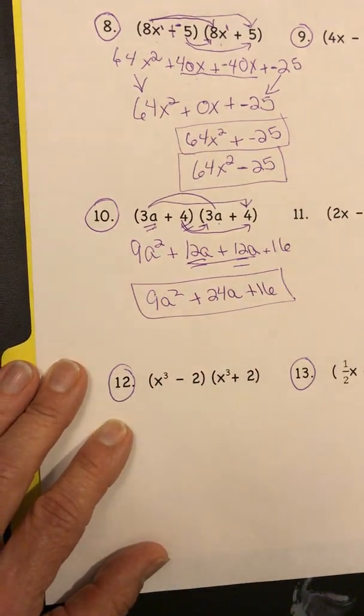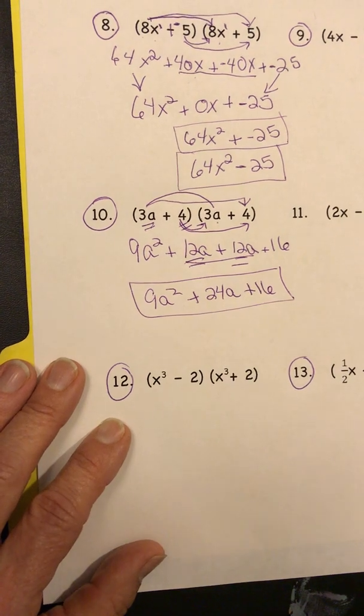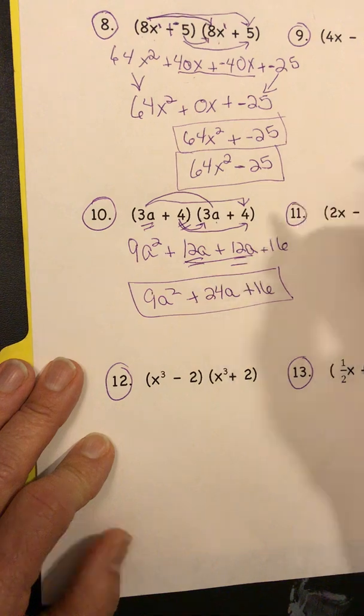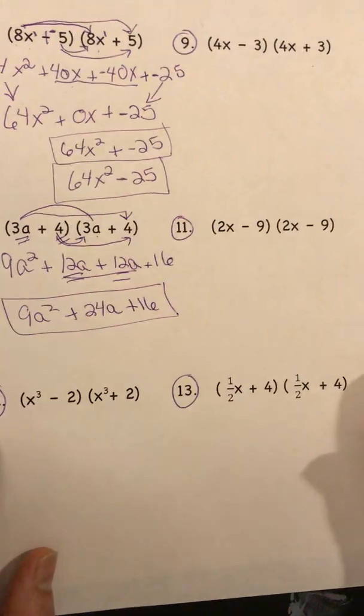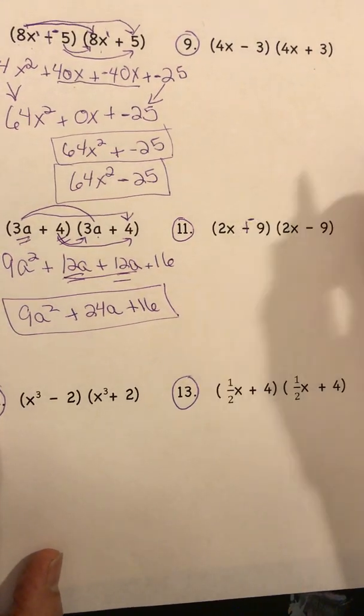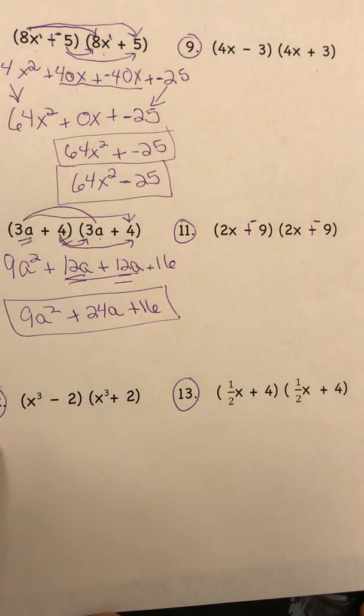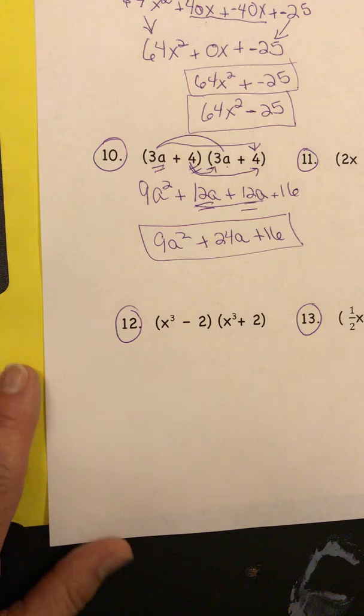Whoa, those are going pretty fast. Okay, I'm going to pause. You put me on pause if you need to. And this number 11, very similar, except you've got plus a -9 and plus a -9. Okay, so you can do that problem also and try it out. Make sure you've got it.